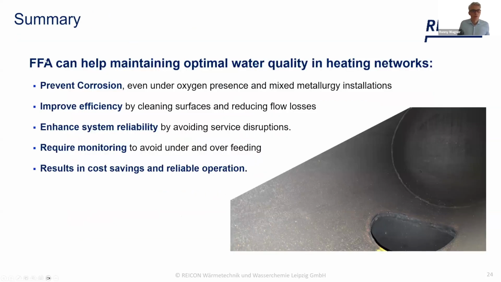So coming to the end, we can say that film forming amines help to maintain the water quality in heating networks because they prevent corrosion. Even under oxygen presence and in mixed metallurgy installations, they improve the efficiency by cleaning the surfaces and reducing the flow losses. They enhance the system reliability because they avoid service disruptions through corrosion protection. Of course, they require monitoring to avoid underfeeding, but also overfeeding. And all this together results in cost savings and a reliable operation of the heating network.